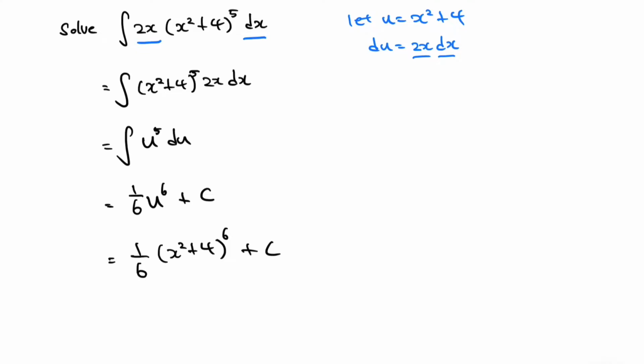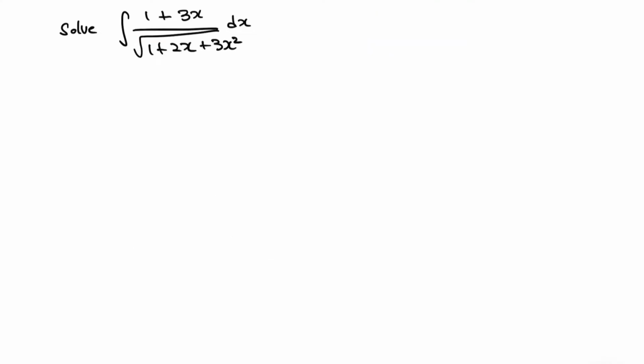Let's try another one. Here is our second question. Solve this indefinite integral. Usually when I make the substitution, I choose the most complicated looking expression and see if that works out. Because what's in the bottom looks more complicated than what's on the top, I'm going to let my u represent 1 plus 2x plus 3x squared.